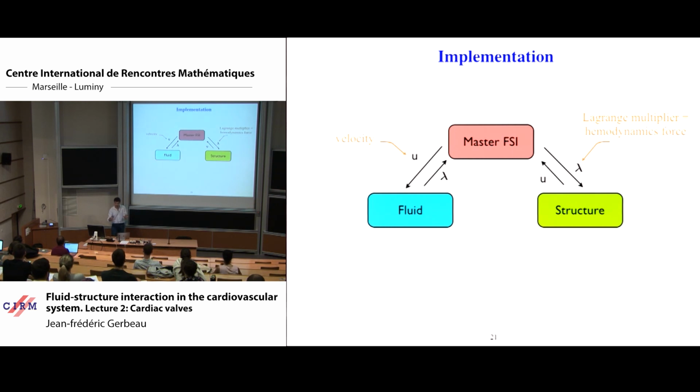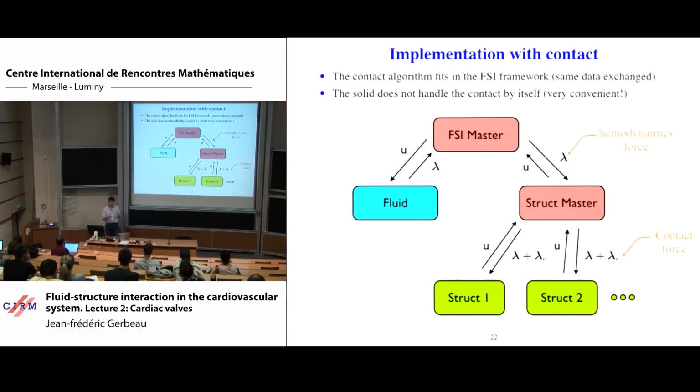So I keep the same framework as yesterday, distributed computation, where we only exchange some quantities, in that case velocity and Lagrange multiplier. I will not address today, because of lack of time, the question of contact, but I just want to mention that the contact can be handled with our algorithm with the same kind of distributed approach, in the sense that when we exchange the hydrodynamic force here, there is a sort of contact master that will decide if there is contact or not between the solids, and which will add the contact force to the hydrodynamic force.